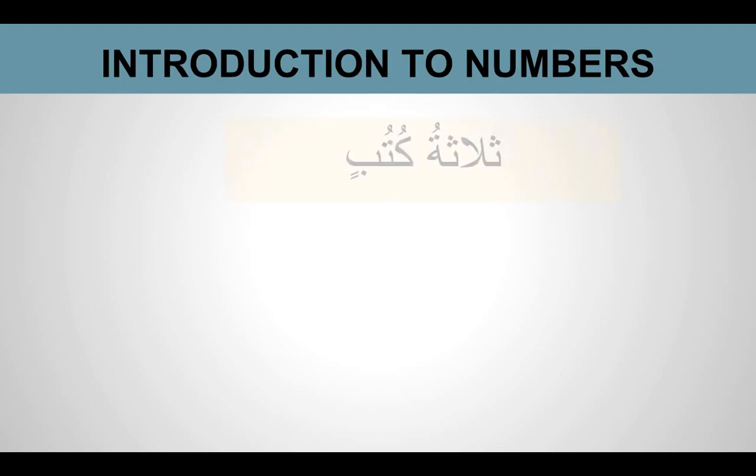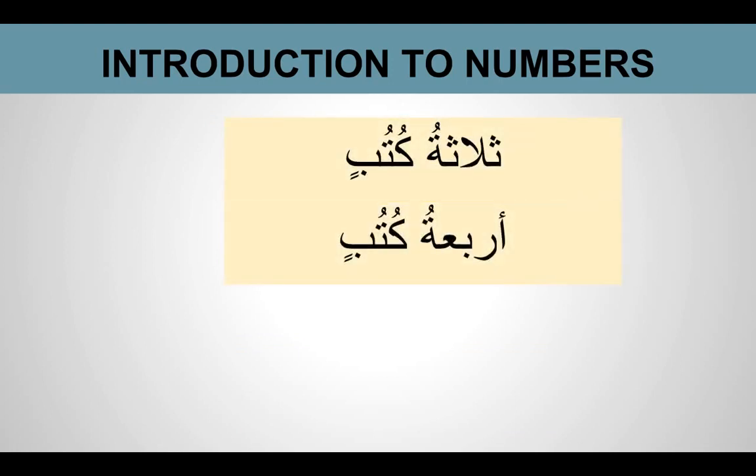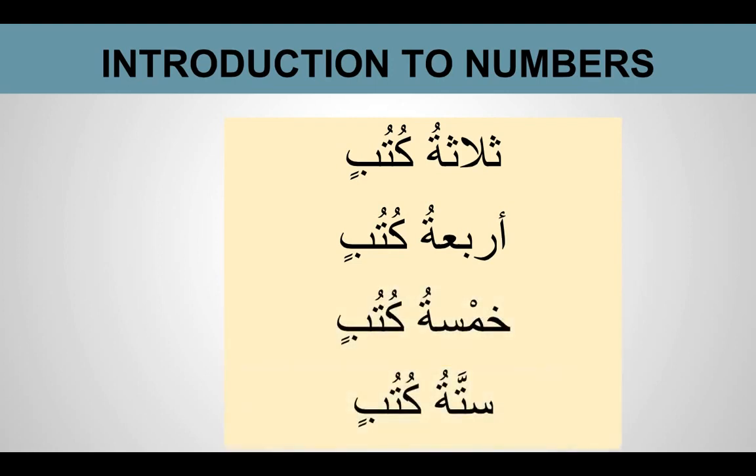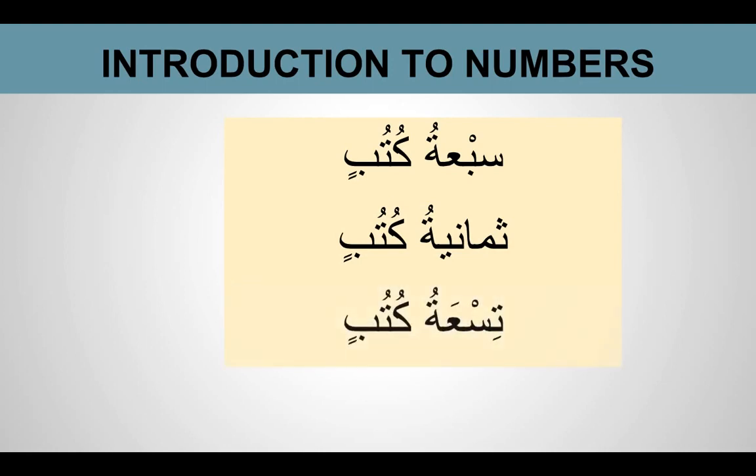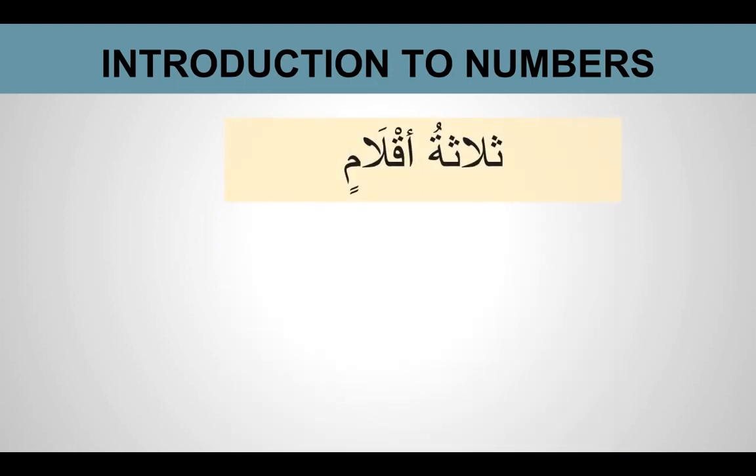Let's do some examples. Thalathatu kutubin, arba'atu kutubin, khamsatu kutubin, sittatu kutubin, sab'atu kutubin, 7 books, thamaniyatu kutubin, 8 books, tis'atu kutubin, 9 books, asharatu kutubin, 10 books. Let's do one more example just to get more used to this.